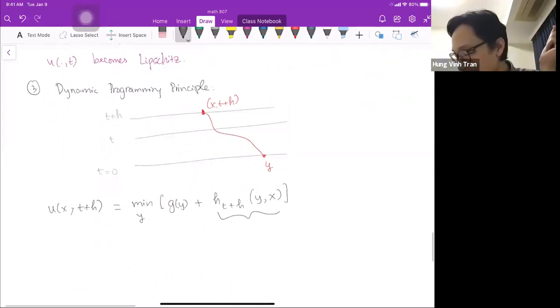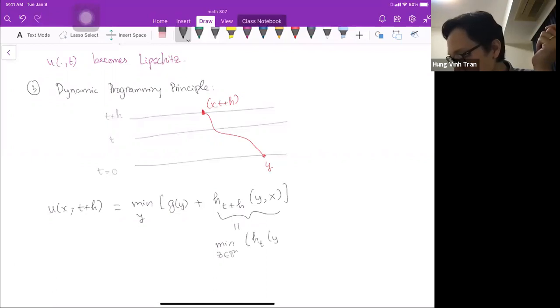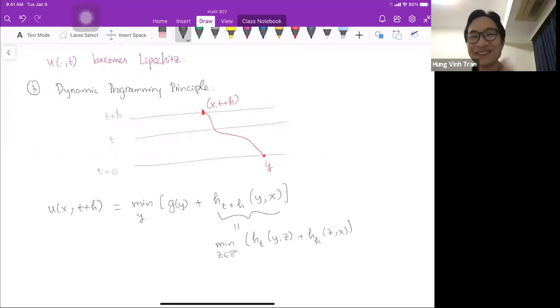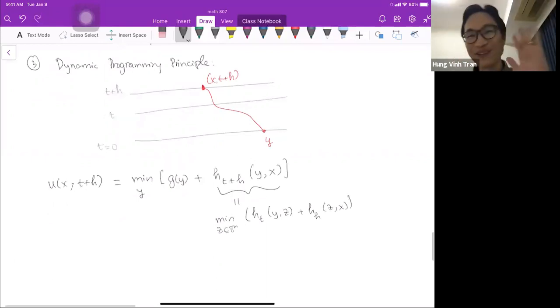So this h of t plus h can be written as, the infimum now becomes a minimum. So this is the minimum over z in the torus of h of y to z first, and then h of z to x. I have two h here, but now I'm out of town, so I'm just going to abuse my notation. Forgive me on this. I'm not happy.